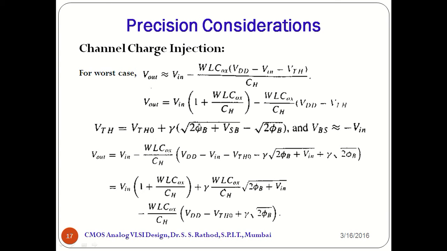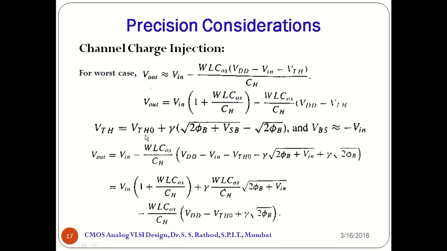Now let us try to find out the output voltage. For the worst case, that means all the charges go towards the output side. Then V output will be equal to, obviously, input minus this voltage delta V, that is WLC0X (VDD minus Vin minus VTH) upon CH. Now you simplify this equation. So you get the Vin outside as a common term. So you get (1 plus WLC0X by CH) times Vin minus, then you will have WLC0X by CH into (VDD minus VTH).